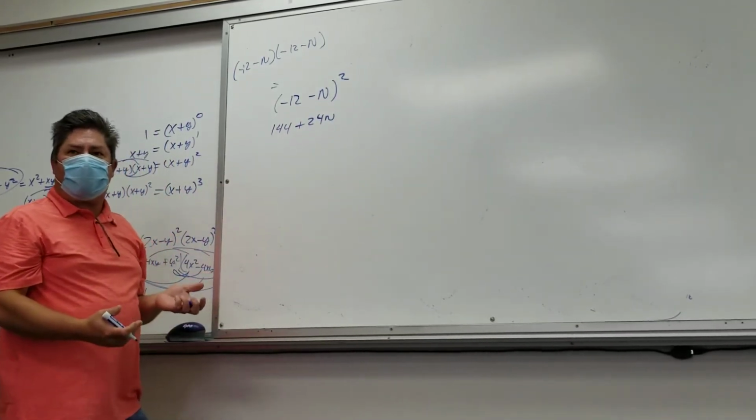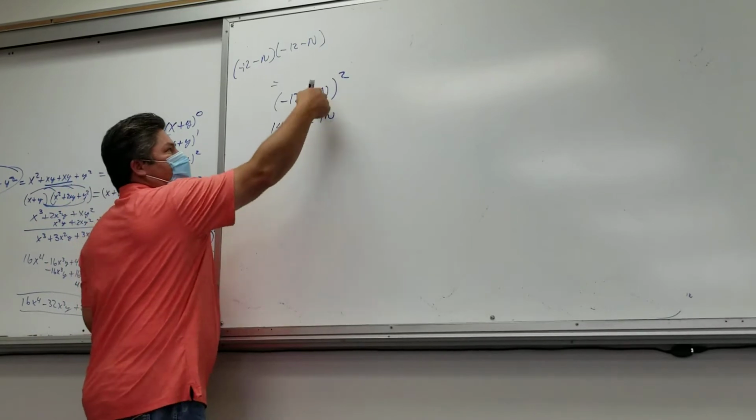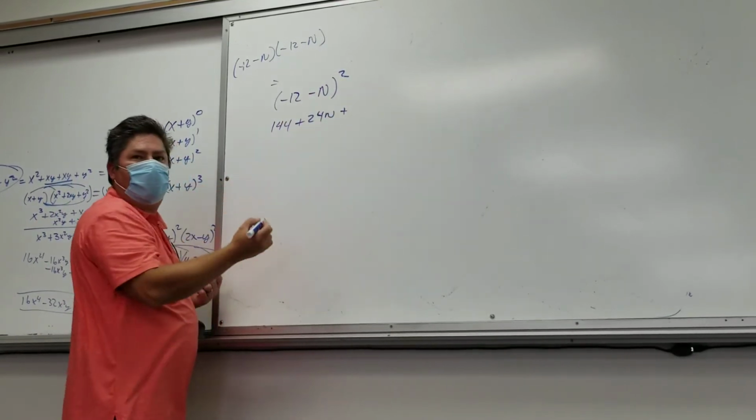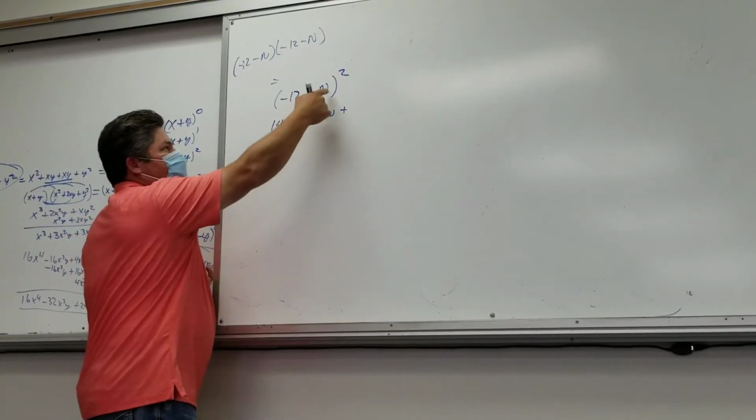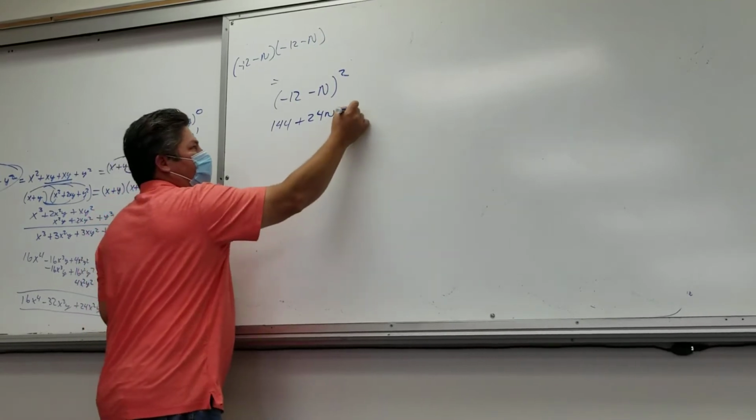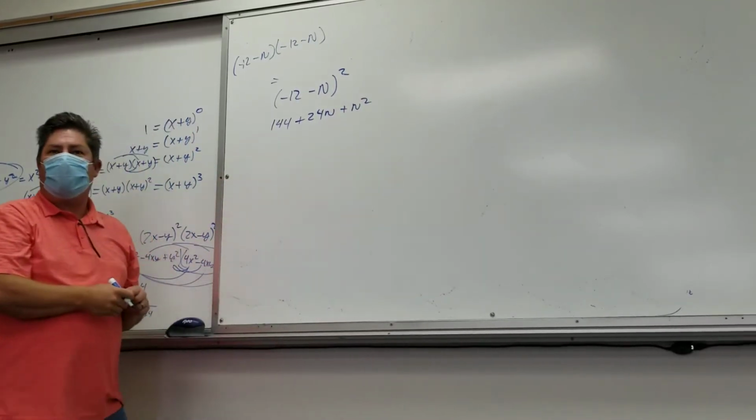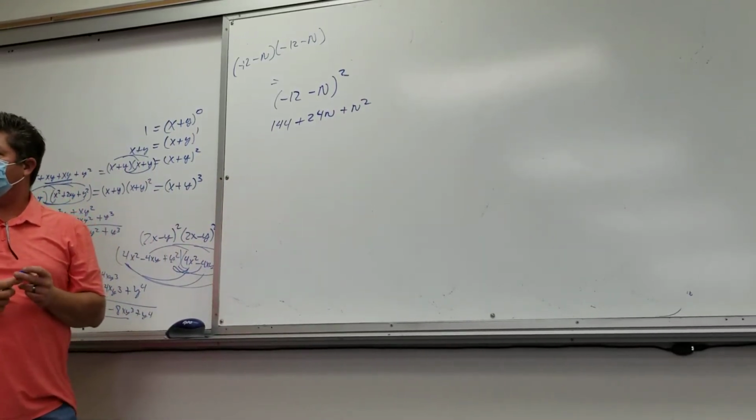Then I take the last term squared. That's going to be what, Cadence? That's easy. Plus what? Plus n squared. N squared, yeah. That's the easy part, okay? That's it. That's your answer, okay?